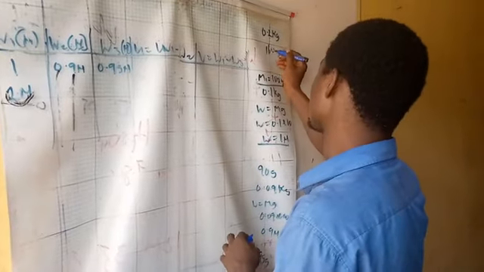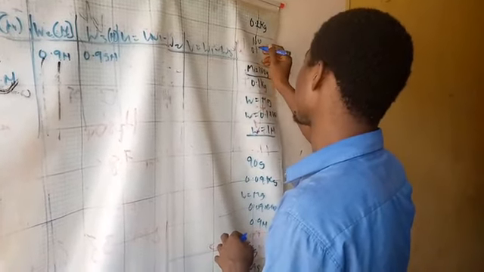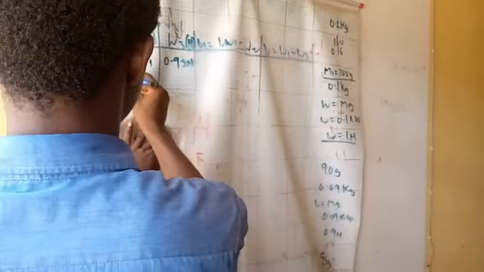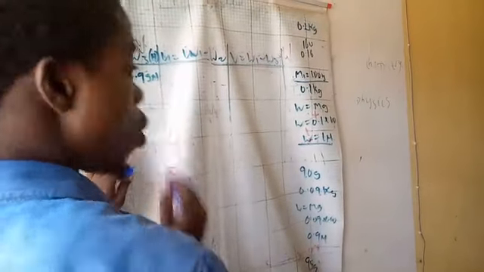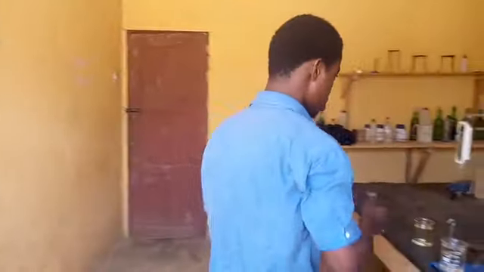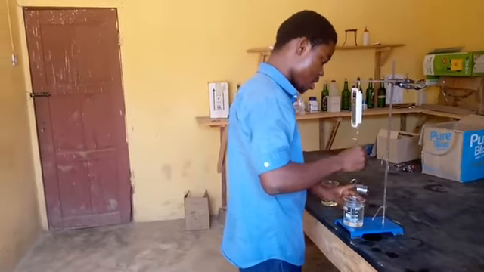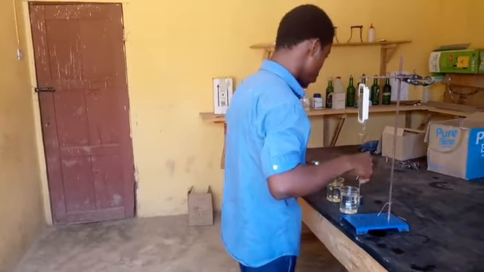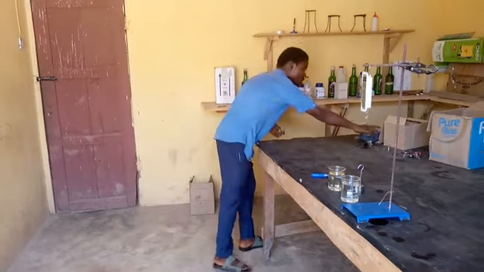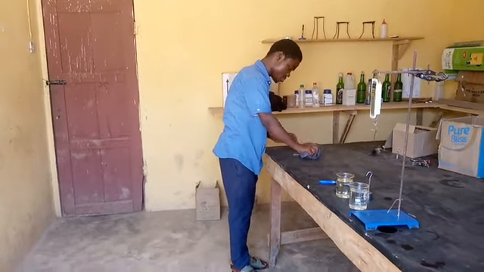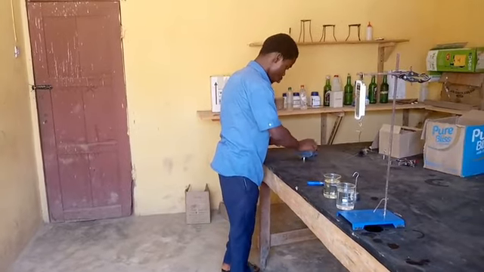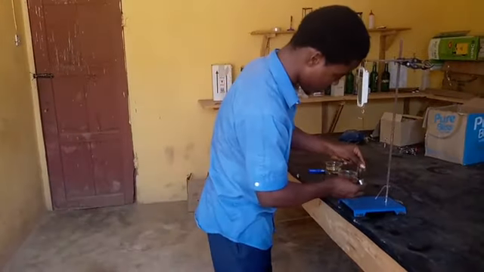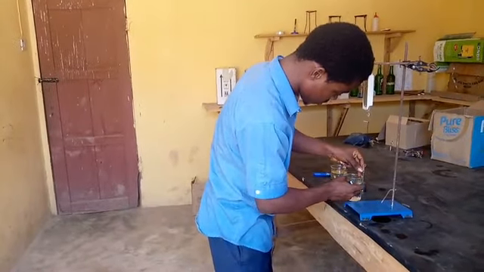We divide by 1000, that's 0.16. Then by the time we multiply by 10, that's 1.6. So we have 1.6 Newton in water. The next thing is let's see what it weighs in kerosene. So I would like to clean the masses, and then we'll put it again back inside kerosene. So we have our masses here.